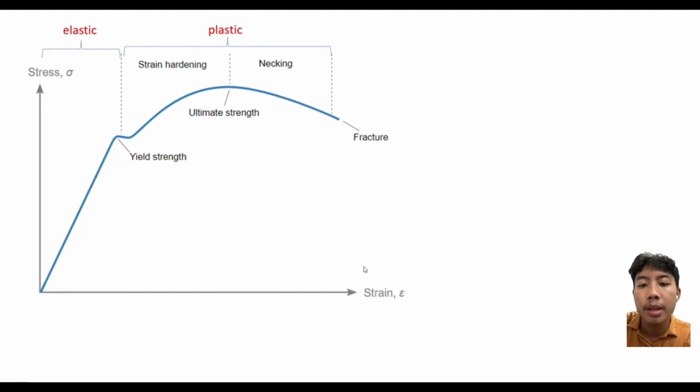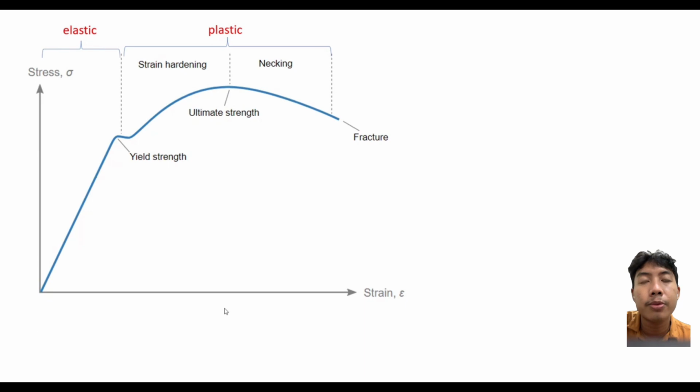Hello guys, in this video we are going to talk about the stress-strain diagram of materials. As you can see, the vertical axis of this diagram is stress and the horizontal axis is strain. This curve is plotted as a result of the tensile test. It has two different zones, the elastic zone and the plastic zone, that we will discuss right here.